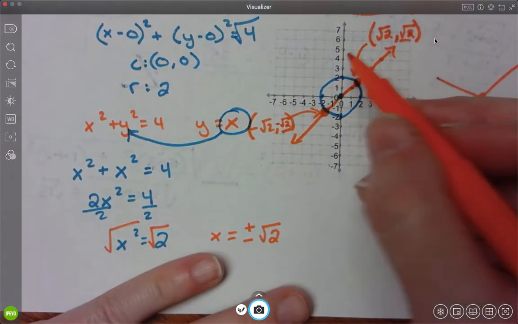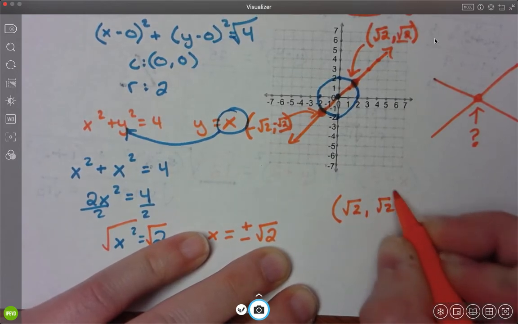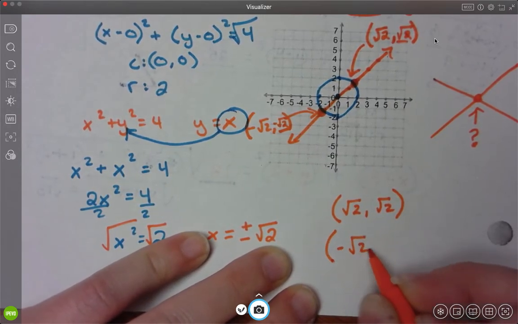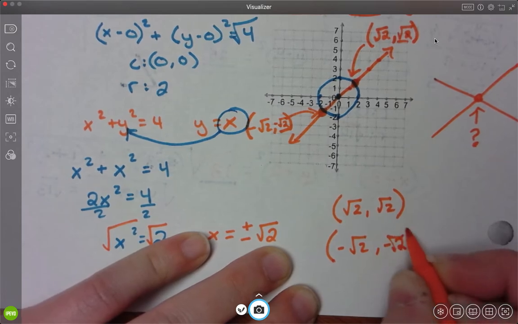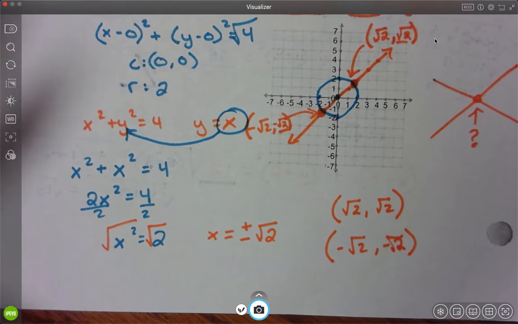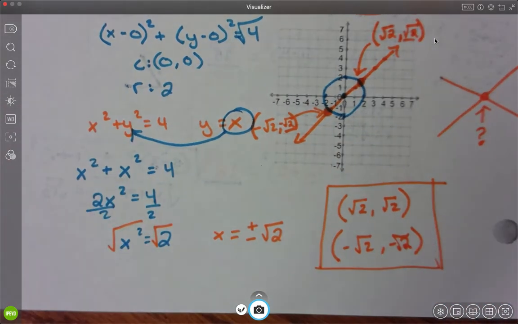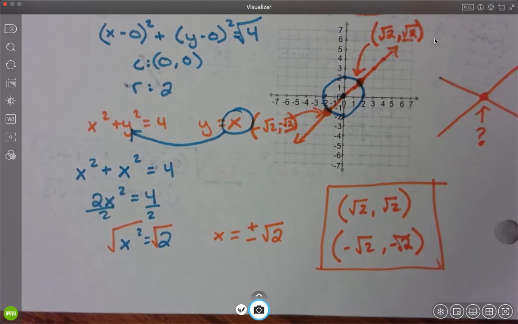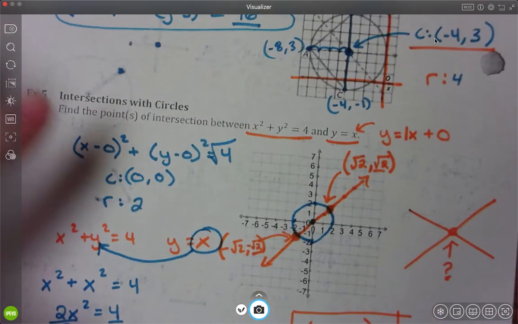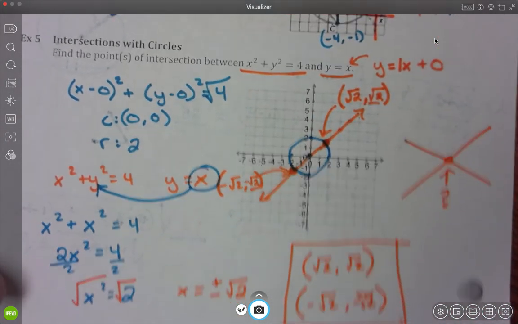So the 2 places where they're going to cross each other are square root of 2 comma square root of 2 and negative square root of 2 comma negative square root of 2. You could have given that as a decimal, and that's okay, but square root of 2 is a more exact answer, and it's probably less writing if you don't want to write out all your decimals. So these are going to be the 2 places where they're going to cross each other. That was just a review of substitution, but this was with a circle and a line instead of 2 lines crossing each other like we did in algebra.